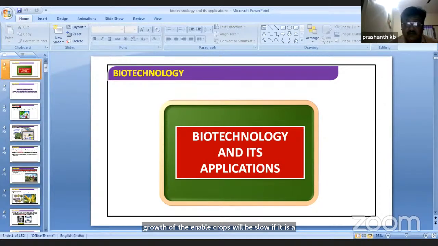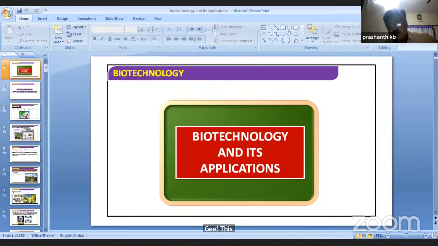So that is what we call improved irrigational facilities. Okay. Next. This is a 5 marks question. Let us go to the next one. See, this green revolution has increased the nutrient food amount 3 times. But still it is not enough to feed the growing human population.